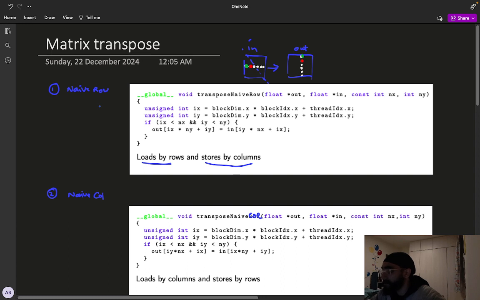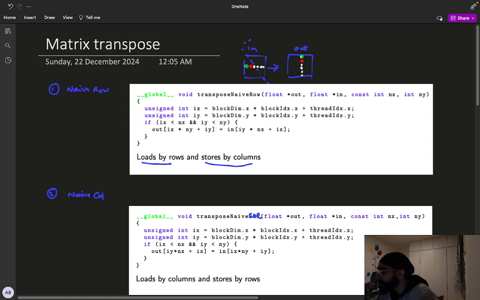Since adjacent threads, the green thread and red thread shown here, access consecutive memory locations in the input data matrix, and we have a warp of 32 threads, instead of there being 32 different global memory loads per warp, there'll be just a single global memory load per warp because of global memory coalescing.